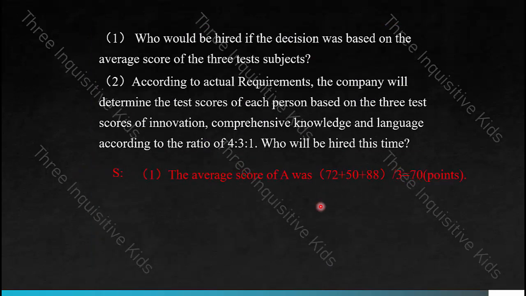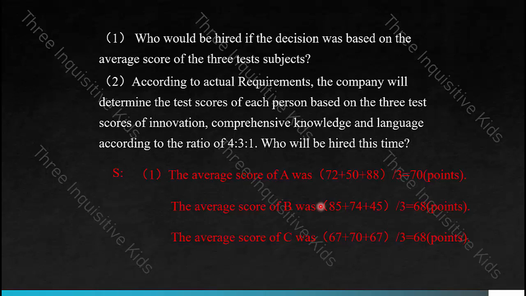So the average score of A was 70 points, 68 points for B, and 68 points for C. Therefore, A would be hired because A showed the best performance in these 3 tests. But now let's look at the second question.